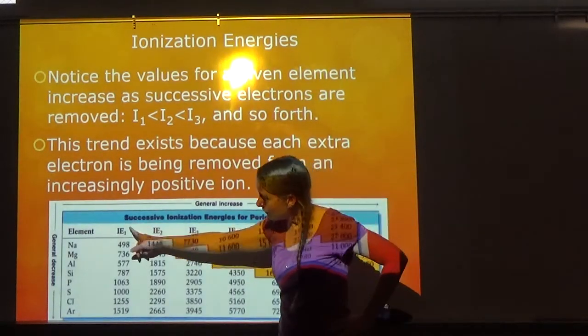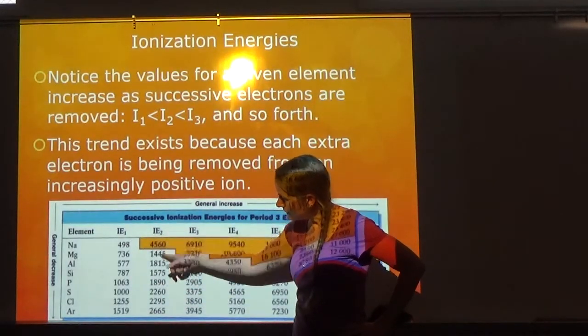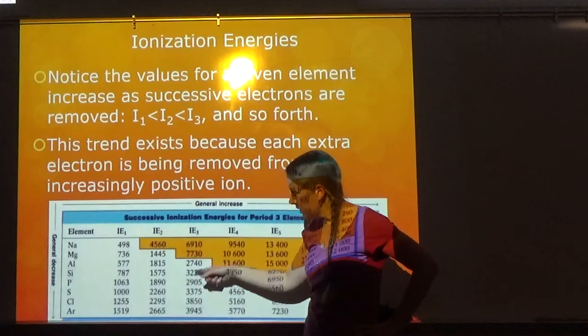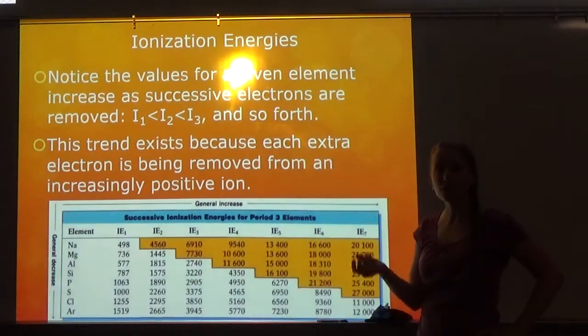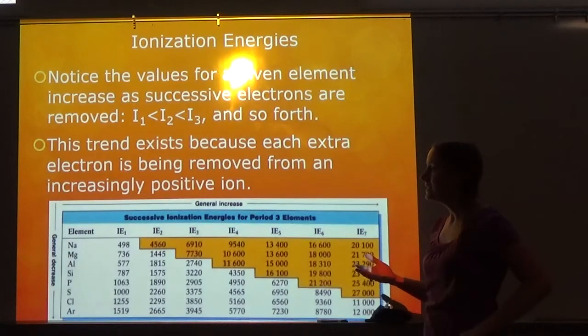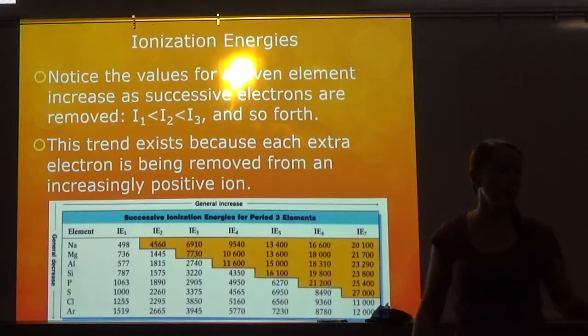Okay, so here are our first ionization energies. Here's our second. You can see they're always greater. Here's our third. They're always greater. And our fourth. Because every time you're removing another electron, it is going to take more and more energy to pull it away from that positive nucleus.